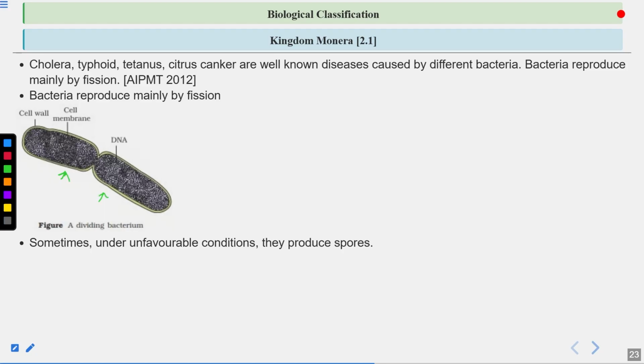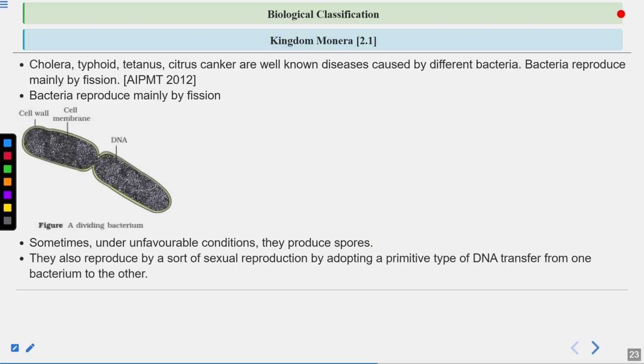What happens under unfavorable conditions? The bacteria form spores. So this is a kind of survival strategy. These spores can survive the adverse condition. And whenever favorable conditions return, these spores can again germinate and form a new organism.